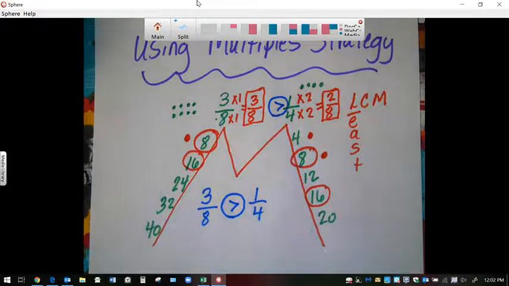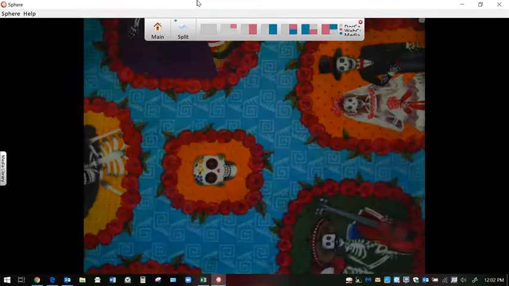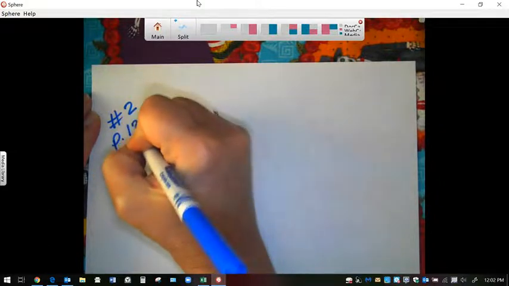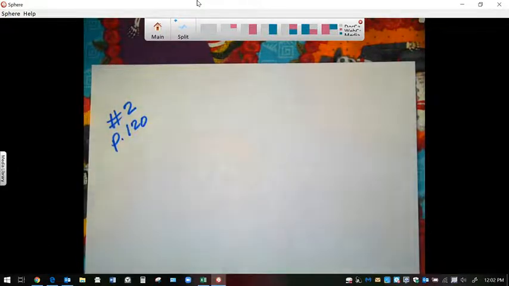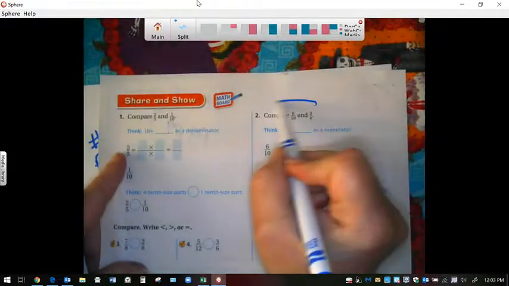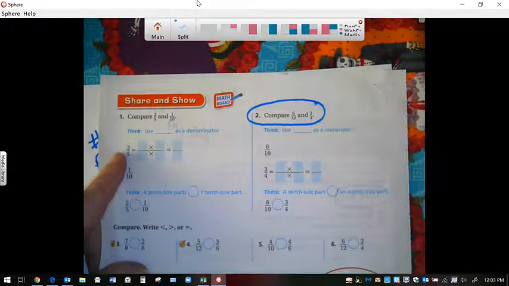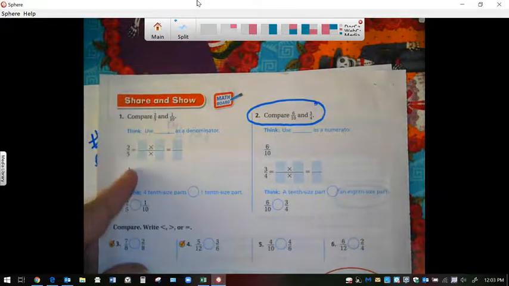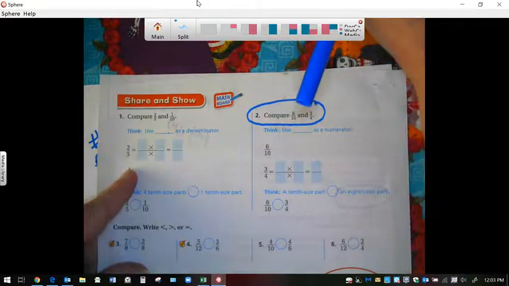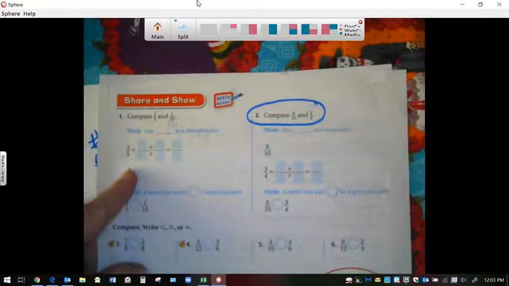All right, let's try another one. I know this strategy is going to help you do your assignment. I am going to work on number 2 on page 120. Page 120, I am working on this one right here. So my two fractions are 6/10 and 3/4. I'm going to try to focus a little bit, see if I can get it clearer.